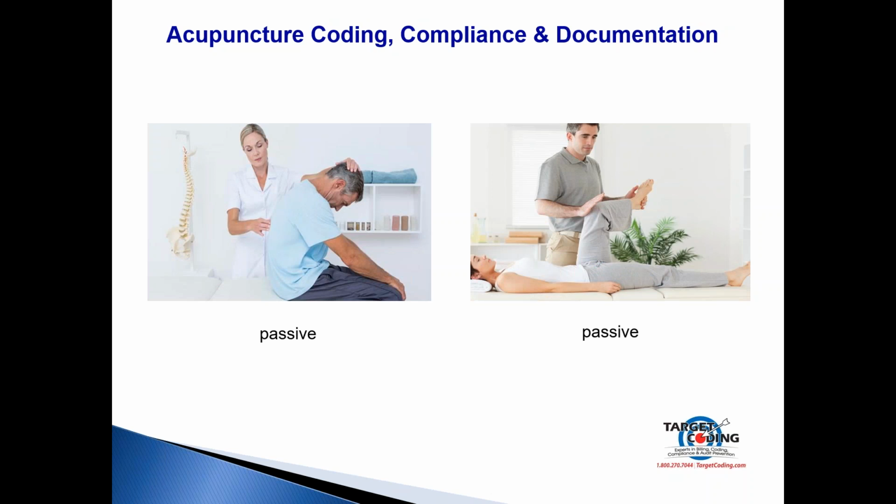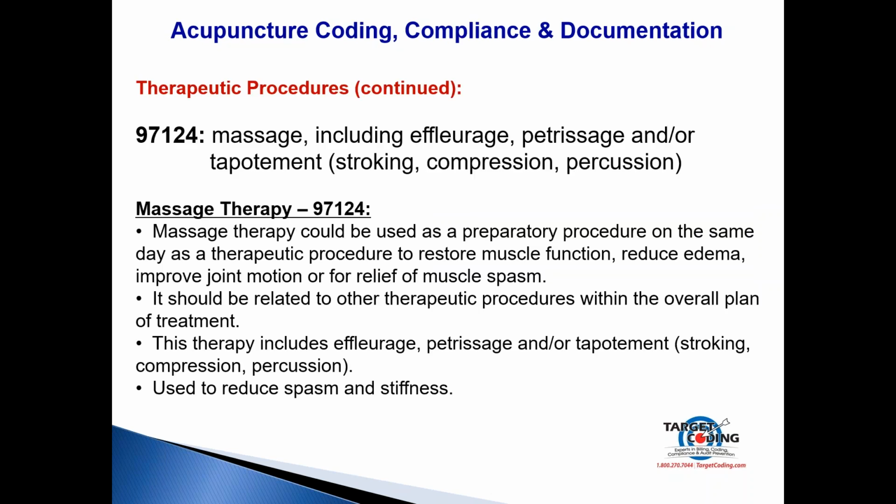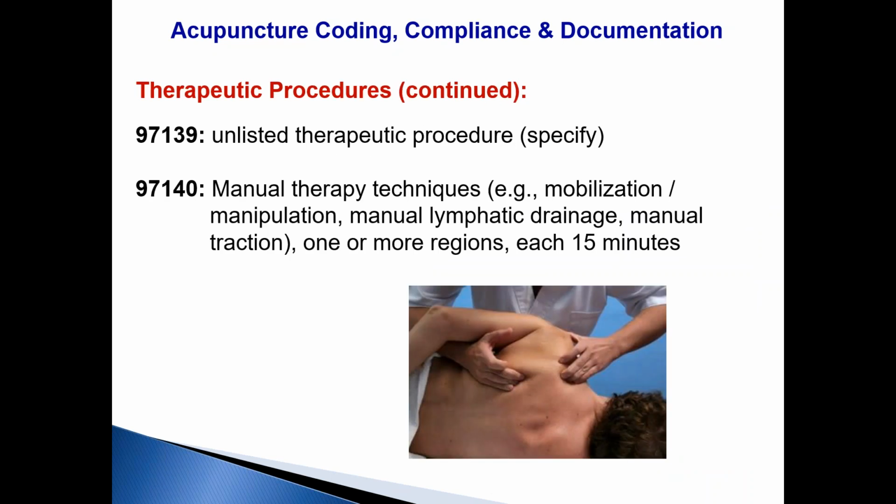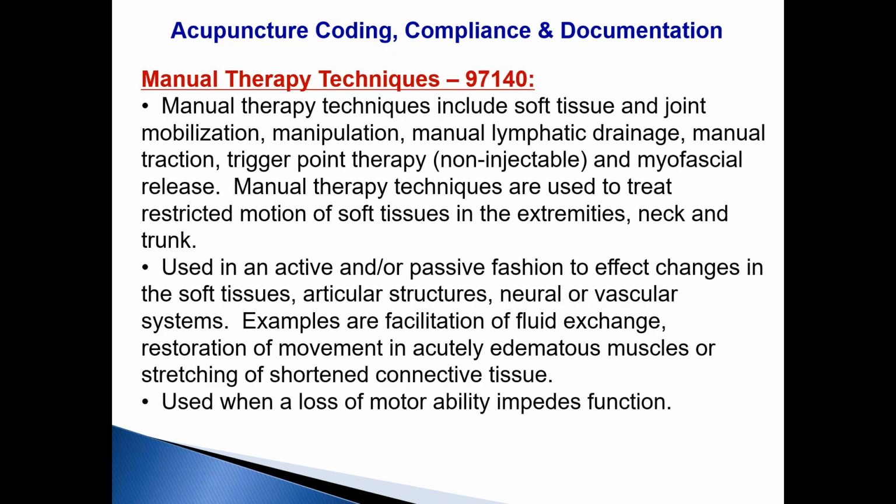These are all active procedures. This is passive, like manual therapy or massage, or passive modalities. Acupuncturists might be able to get paid for massage. I know many acupuncturists like to use Tuina, which you can use as a Chinese form of manipulation or manual therapy. 97140 is soft tissue mobilization, manipulation, myofascial release.